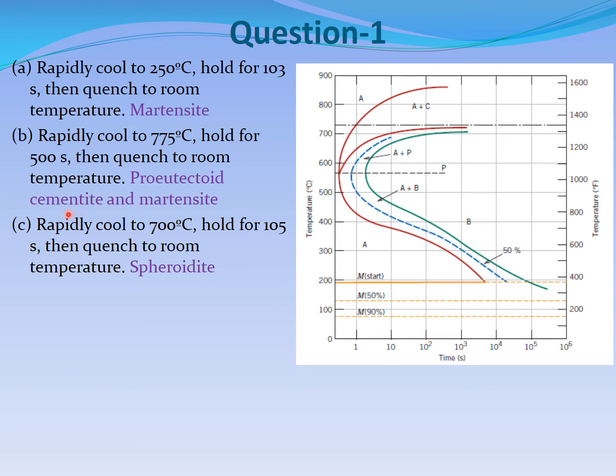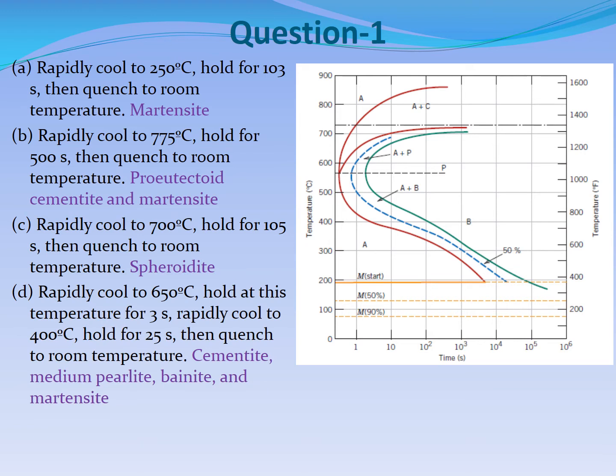So pro-eutectoid cementite and martensite. So there will be cementite, and when you suddenly cool it, then the rest will become martensite. So you see, this is austenite and cementite, but this cementite is formed above this temperature. So this is the pro-eutectoid cementite, and whatever austenite was there, by sudden cooling, it will become martensite. So pro-eutectoid cementite and martensite is your correct answer, right? So I don't know how correct you were, but even if you were partially correct, I have given you the credit.